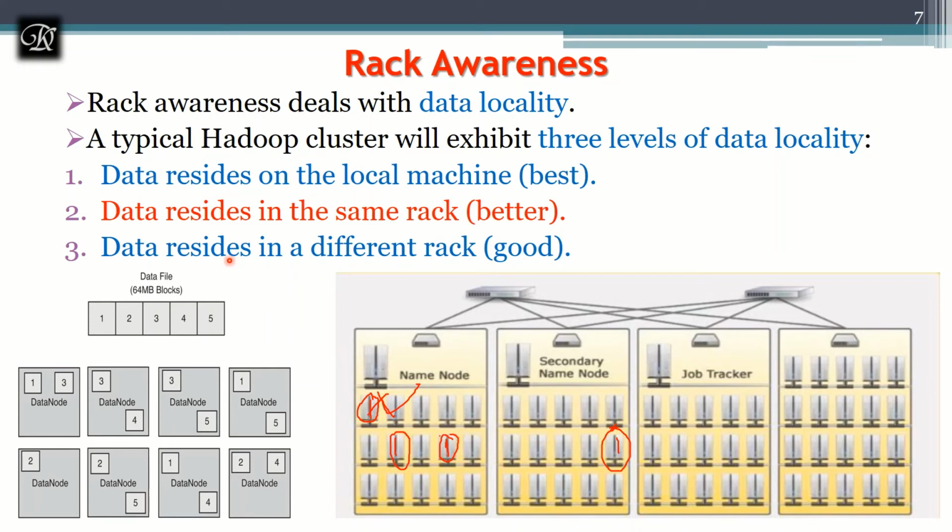And data residing in a different rack is good, because if this complete thing goes down, there will be one more copy. It means you get the best performance when you have the data on your local machine, better performance when the data is on the same rack, and good performance when it is somewhere in another rack in the same cluster.